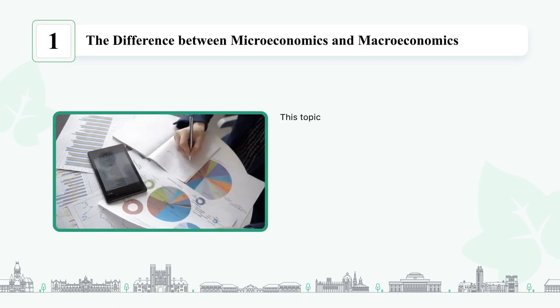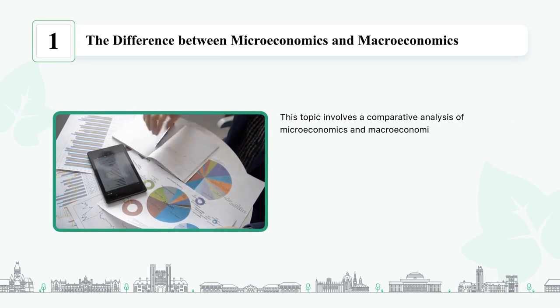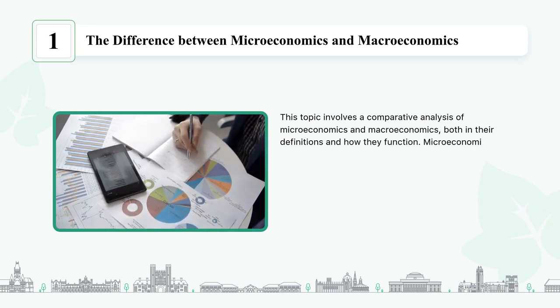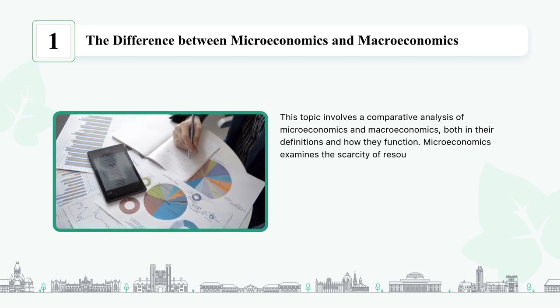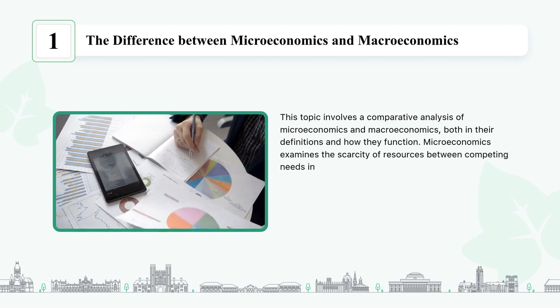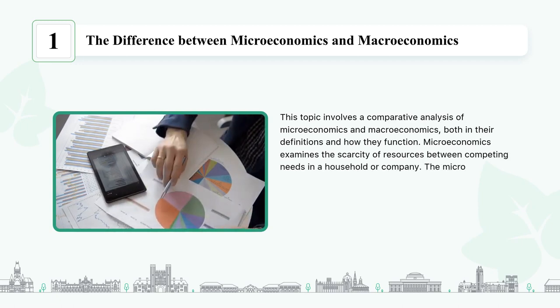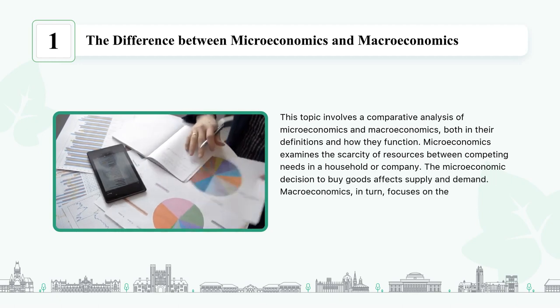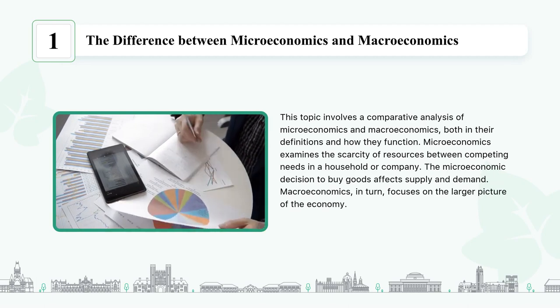This topic involves a comparative analysis of microeconomics and macroeconomics, both in their definitions and how they function. Microeconomics examines the scarcity of resources between competing needs in a household or company. The microeconomic decision to buy goods affects supply and demand. Macroeconomics, in turn, focuses on the larger picture of the economy.